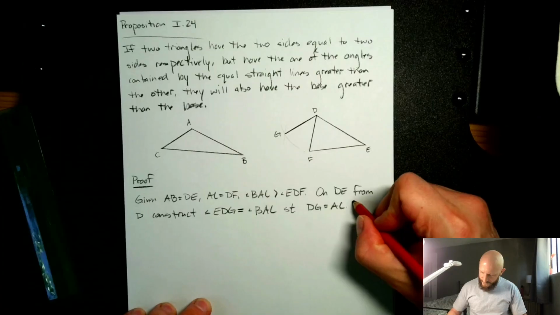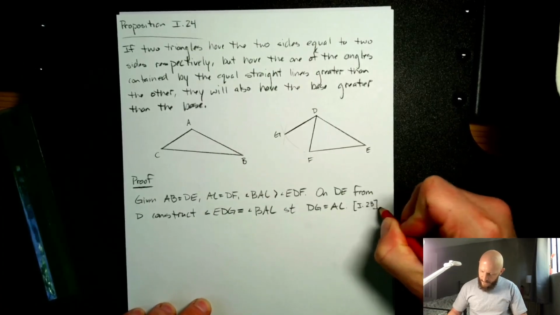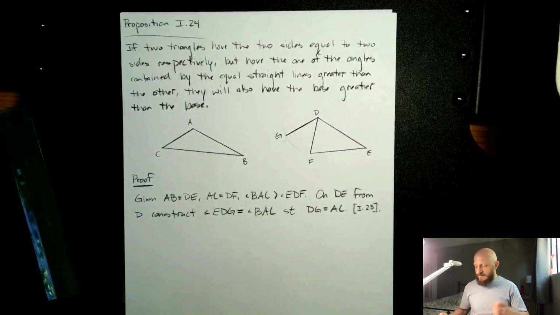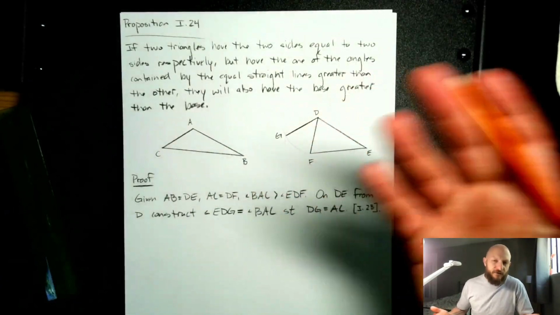Right, and all of that pretty much comes from Prop 23, at least as far as making the angle goes. As far as making DG equal to AC, what was it, Prop 3 maybe? Again, we're at that point where once we get far enough away from the common notions in the earlier propositions and the postulates, we just stop justifying it because you know this already, right?